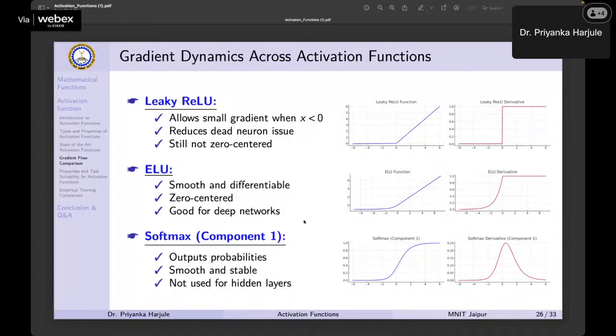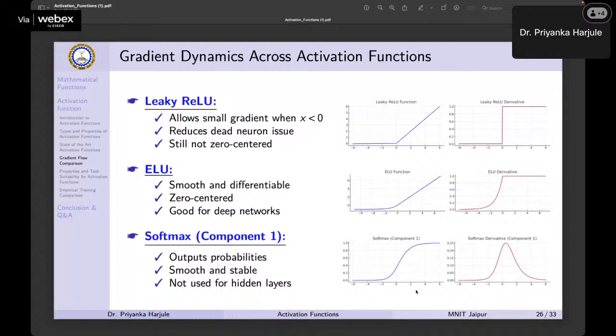It is giving us the zero centered output, allowing the gradient updates to be balanced, and it helps the deep neural network converge faster and more reliably in practice. So it combines the benefits of ReLU and tan hyperbolic by avoiding the dead neuron as well as being zero centered. So that is why it is used in deep architectures.